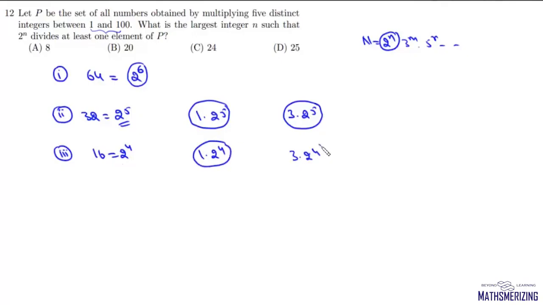So these are the highest powers possible for any numbers from 1 to 100, so that it is divisible by 2 to the power n. Now we'll multiply all these numbers. The power of 2 that we'll get is 6 plus 5 plus 5 plus 4 plus 4, and that'll be 2 to the power 24. So the largest integer n such that 2 to the power n divides at least one element of P is 24, and that's your option C.